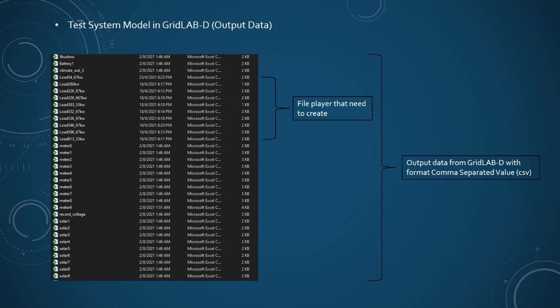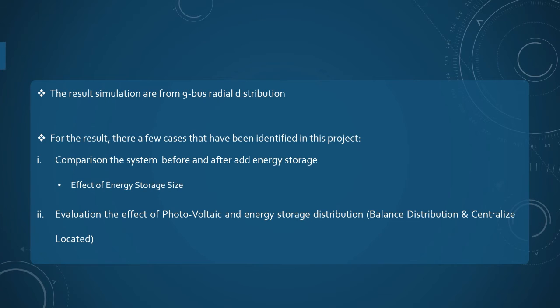So lastly, after finishing the coding, I will run it in Notepad++, and the output data will be generated based on the coding. Basically this is the file for output data that I created in GridLabD. The file players that I need to create are 10 files, and the output file from GridLabD is in comma separated value CSV format, which is also in Excel. We'll finally move into the result that will be identical to the final result for this project. The result of the simulation is from the 9 bus radial distribution.